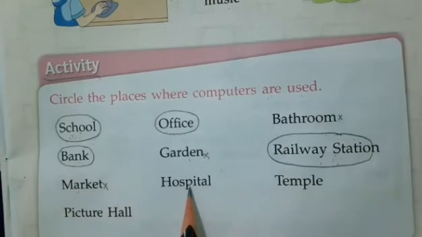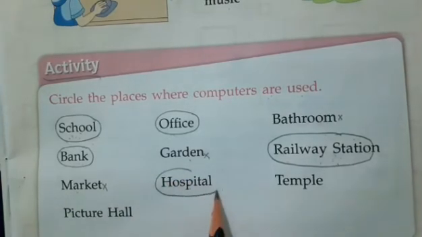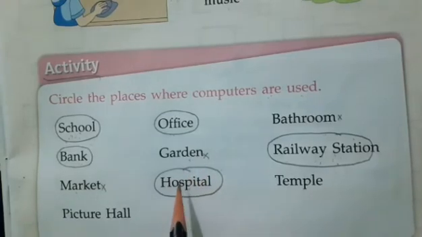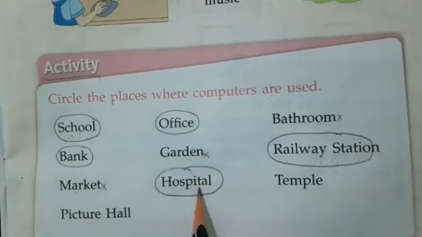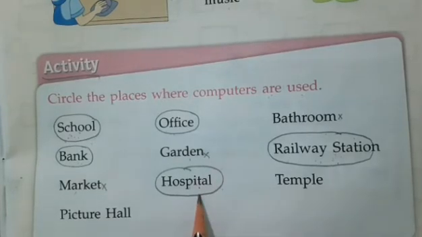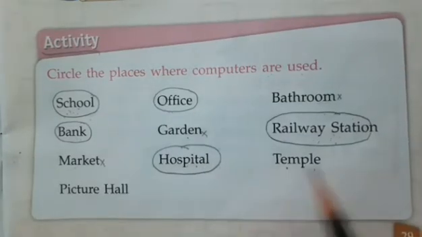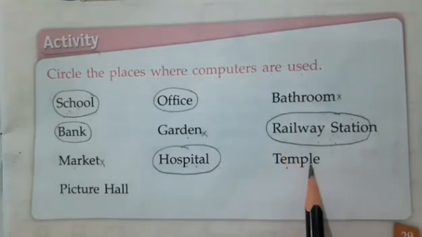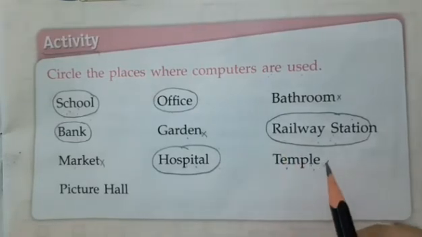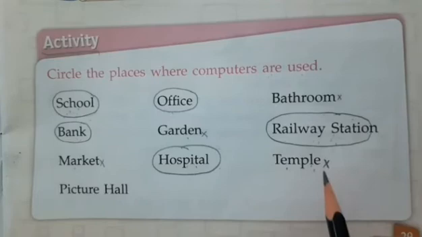Okay. Next is hospital. Yes, a computer is used in hospitals. So put a circle here. Yes, it is used to store the information of the patients, and also it is used by the doctors to operate a patient. Okay. Next, it is written temple. No, a computer cannot be used in a temple.